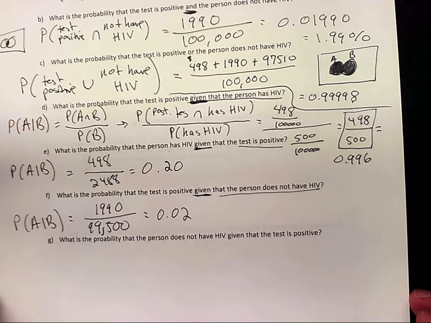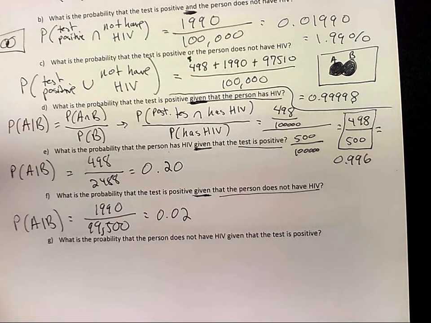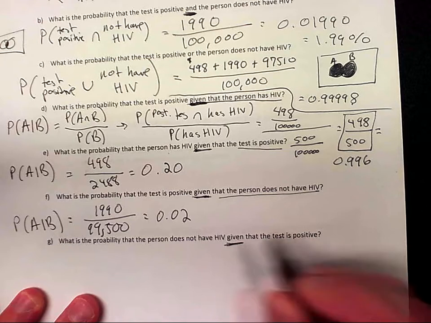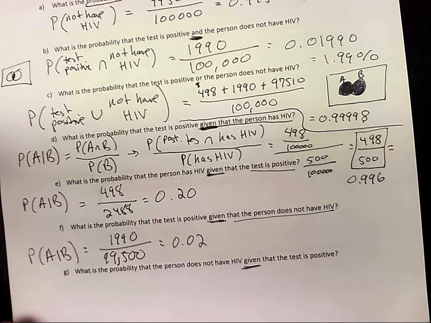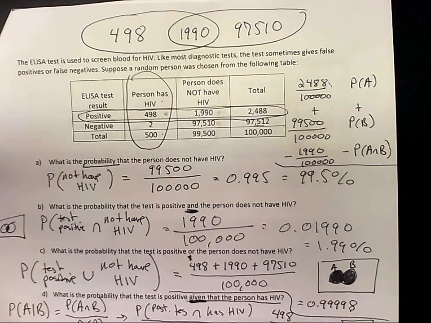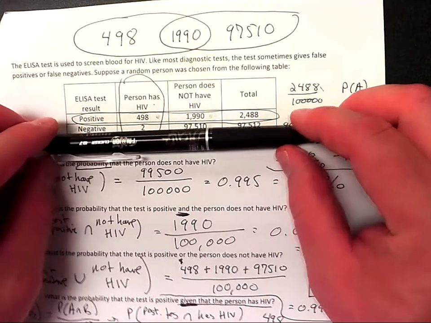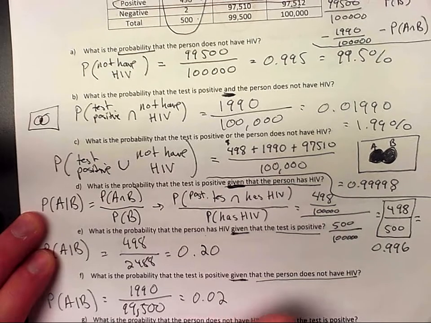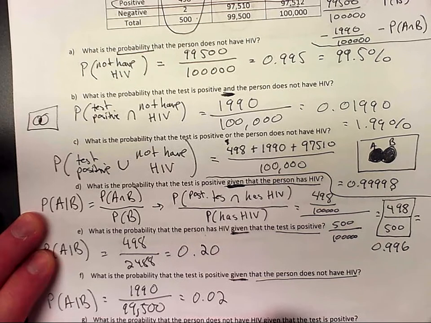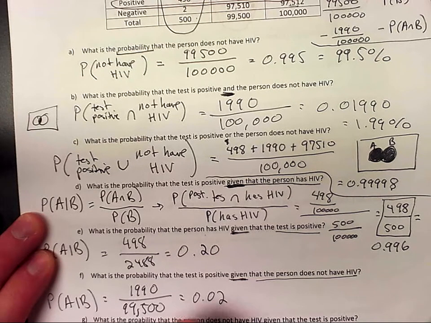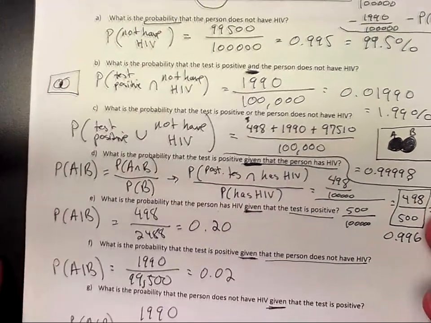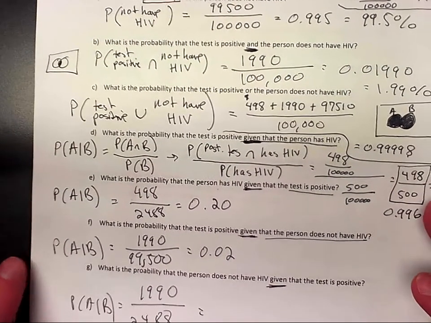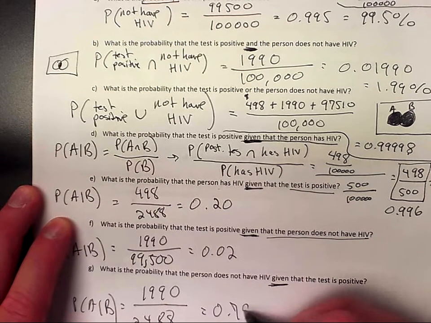All right, then let's do the last one together. What's the probability that a person does not have HIV, again, given that the test is positive? What are we only going to focus on? Test being positive. So we're only focusing on this. And then what is the probability that the person does not have HIV? What are we going to do? Awesome. We're going to have 1,990 divided by 2,488. And this looks like it's, what, like 0.799?